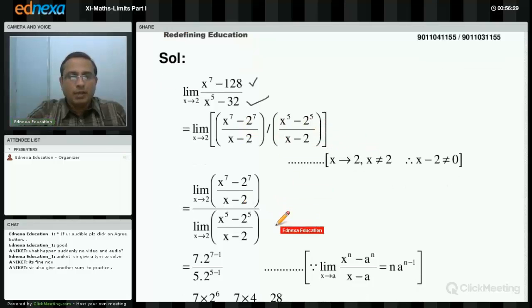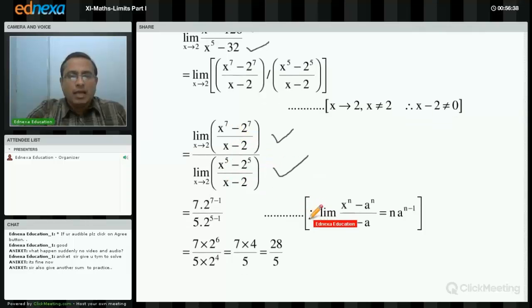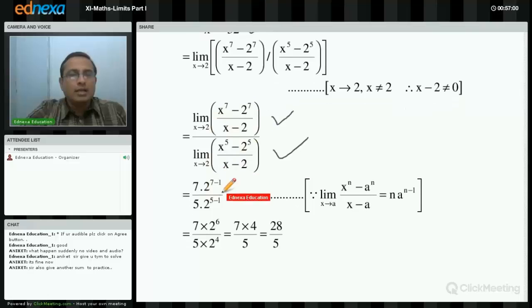So in the next step, what is the limit of the quotient? It is limit of numerator upon limit of denominator. Now, can I use the standard limit? The answer is yes, because this is of which type? x raised to n minus a raised to n upon x minus a, x tends to a. Now what is the standard answer? It is n, that is index 7, this is not the decimal point, into a raised to n minus 1. a means the tending value. So 2 raised to index minus 1.